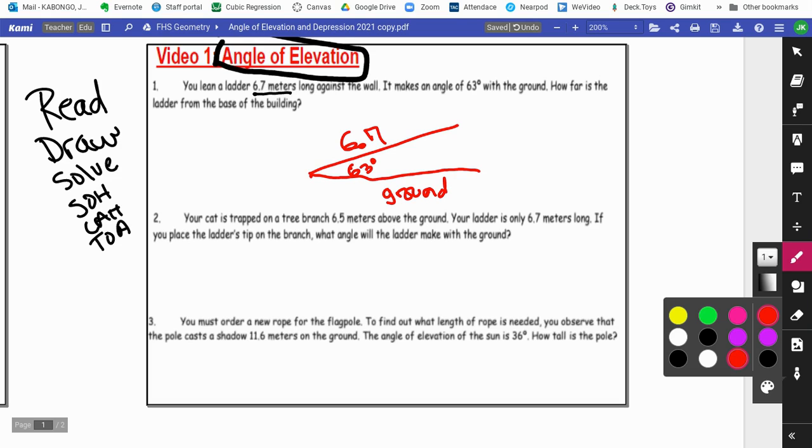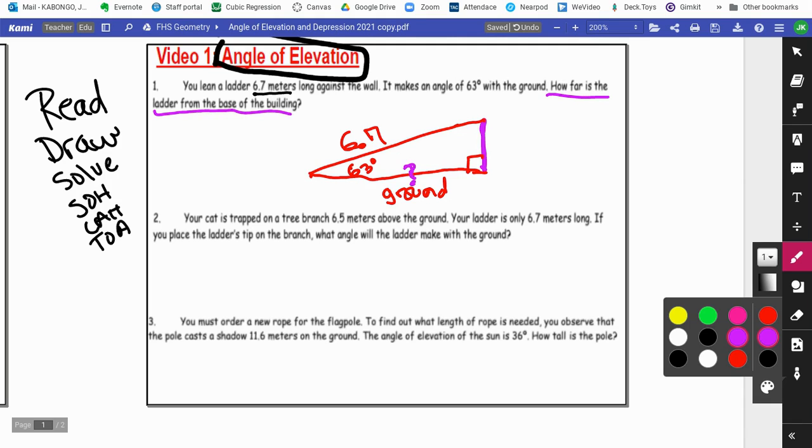How far is the ladder from the base? So they're trying to figure out the base. We're trying to figure out this distance right here. And the wall, I'm assuming, has to be this. So let's extend this picture all the way and make a right angle here. We're trying to find where I put the question mark, because the question specifically says how far is the ladder from the base of the building.